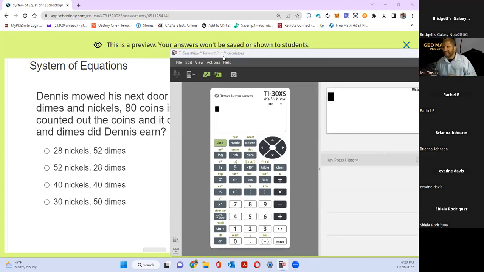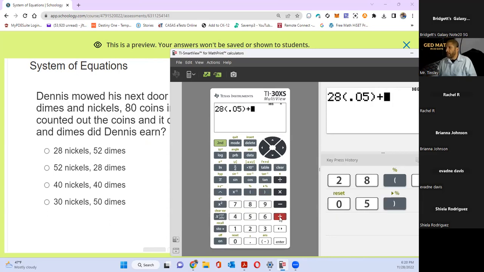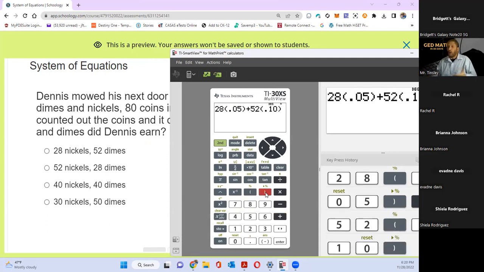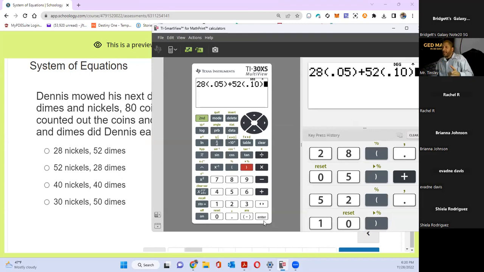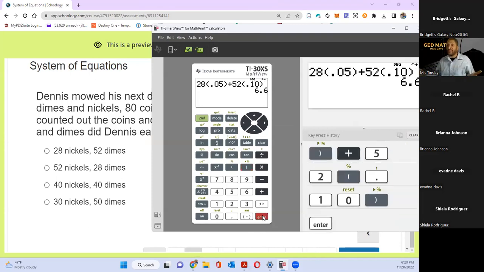How am I going to do that? 5 cents times 28. So 28 times 0.05 plus what? 10 cents times 52. 52 times 0.10. Now, when I hit enter, what amount should I see if I know A is the correct answer? $6.60. So I'm going to hit enter. Did I get 660? Yes. So guess what? I'm done. That's the answer.